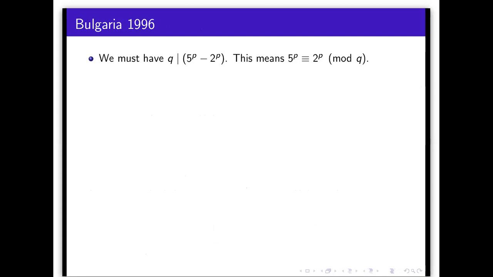So if q divides 5 to the p minus 2 to the p, then we must have that 5 to the p is equivalent to 2 to the p mod q. But we also know from Fermat's little theorem that 5 to the q minus 1 is equivalent to 2 to the q minus 1 mod q. So does anyone see any way we can combine these two equalities to get another relation?